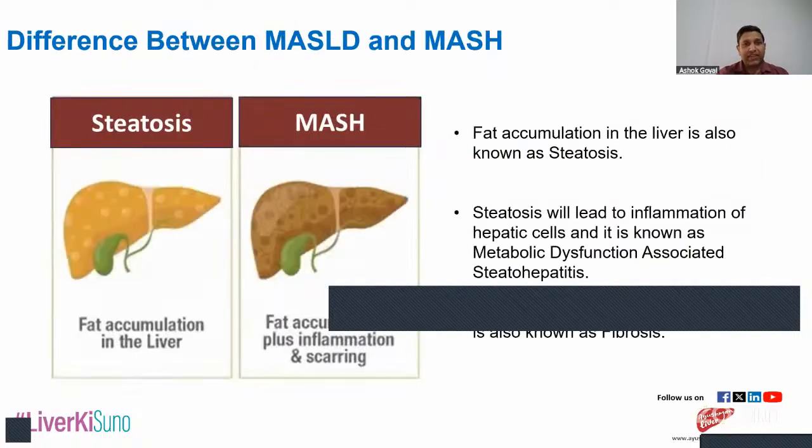So there are certain differences between MASLD and MASH. When we talk about steatosis, it is accumulation of fat around your liver and in your liver. And MASH is basically, along with fat accumulation, there will be inflammation and scarring also. So fat accumulation in the liver is also known as steatosis, and steatosis will lead to inflammation of the hepatic cell, which is the liver cell, and is known as metabolic dysfunction associated steatohepatitis, that is MASH. And scarring of the liver at a benign stage is also known as fibrosis. So first there will be deposition, followed by inflammation, and followed by fibrosis.